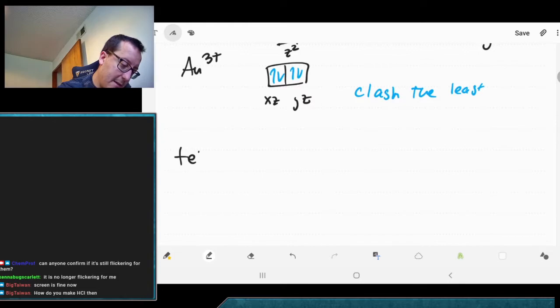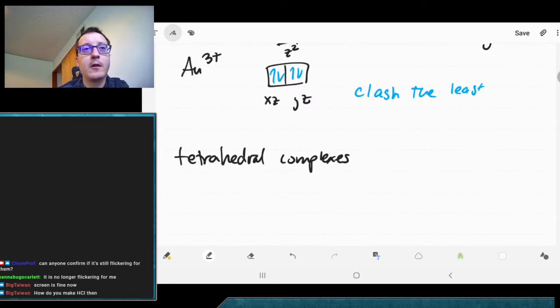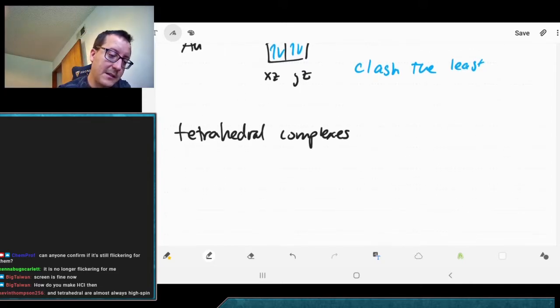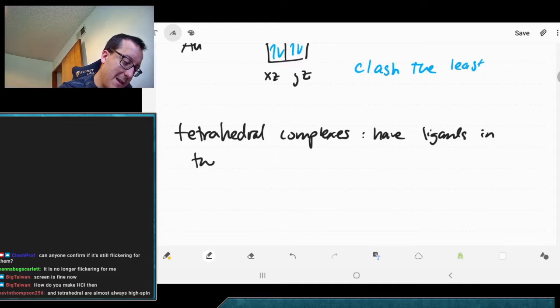For tetrahedral complexes, again, I'm kind of zooming through these because most things are octahedral, right? So we're going to have our usual 3 on the bottom, 2 on the top kind of idea. And we're going to see that tetrahedral will be almost always high spin ones, for sure. So with tetrahedral complexes, these kind of have the ligands in the opposite place.